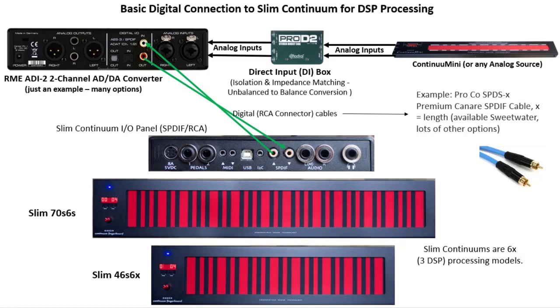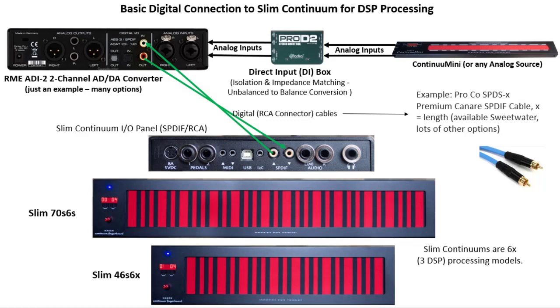You'll have some kind of analog source, in this case a Continuum Mini, but it could be direct from your Eurorack, as we'll see in a bit. Now I send this through a direct input box, a DI box. It just turned out I had some noise in my system, and it's always a good idea to use one of these if you have it.